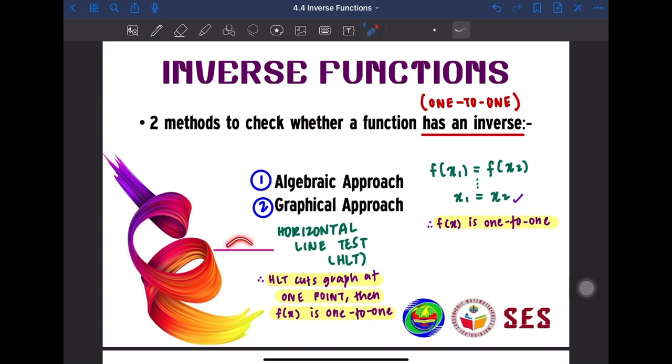So lepas buat horizontal line test ni atas graph, kita nak tengok HLT tu potong graf kita at one point ke tidak. Kalau dia potong dekat satu point sahaja, then f is one-to-one function. Kalau dia potong lebih dari satu, bukan one-to-one function. Okay, ada dua cara. So kita akan try buat dua-dua.